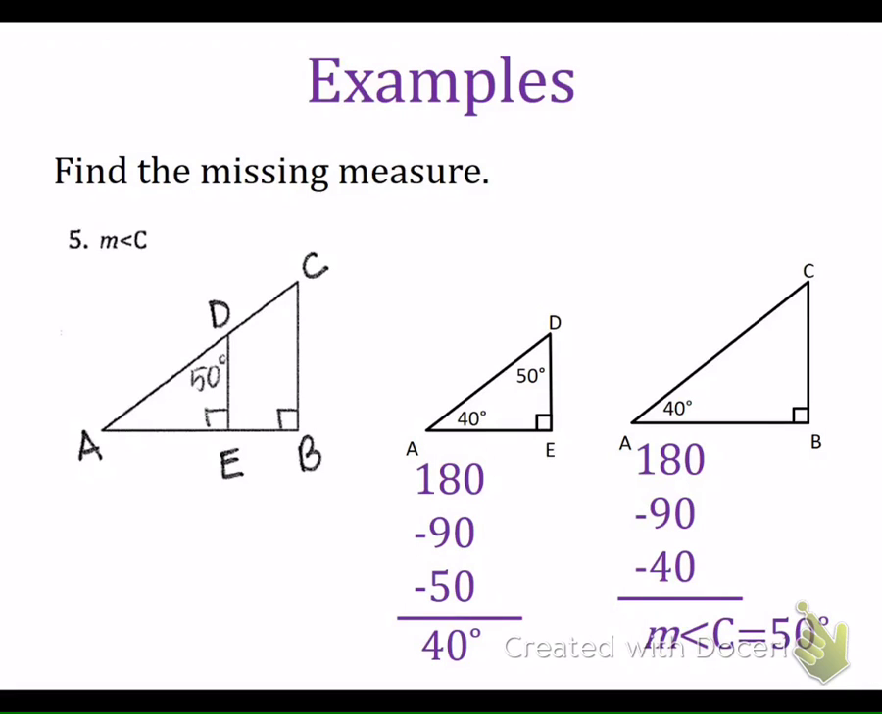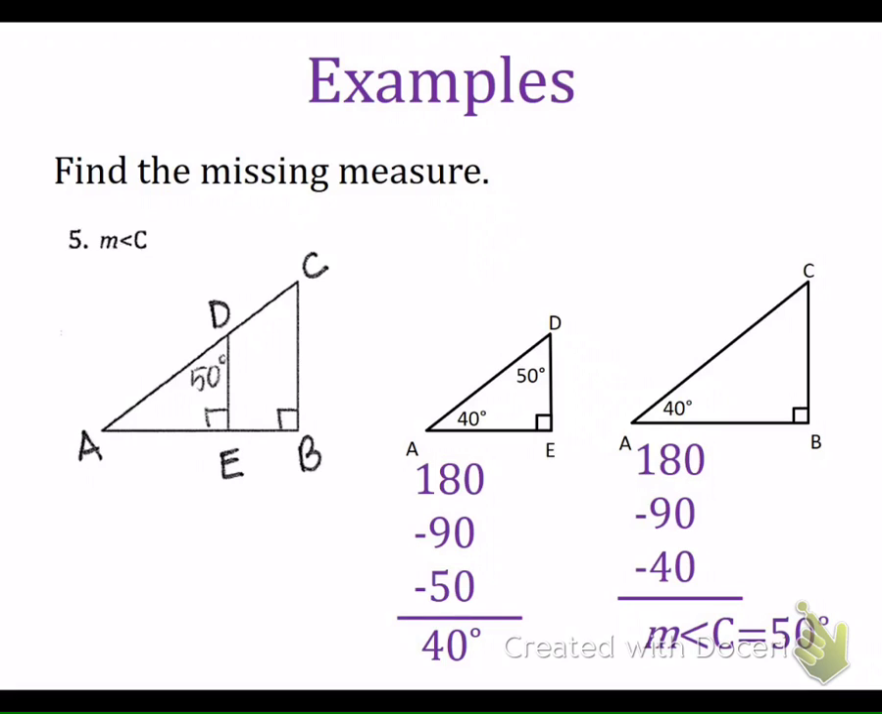Somebody says it. Yep, 50. Good. I honestly think you can do it that way. I would just look at this and say, okay, these two are the same. Angle A and angle A are the same, so angle D and angle C would have to be the same. That's kind of the shortcut way.